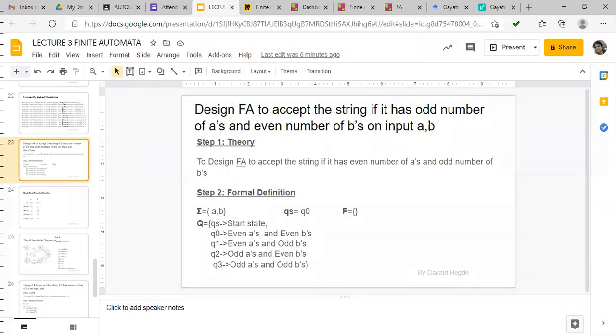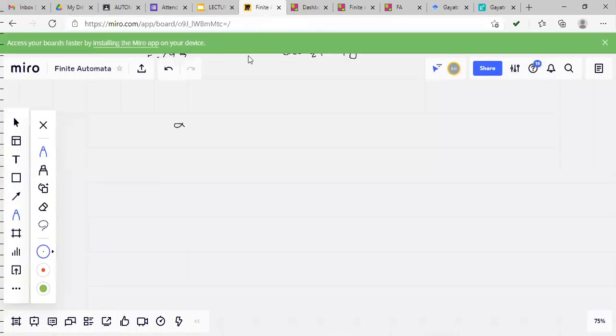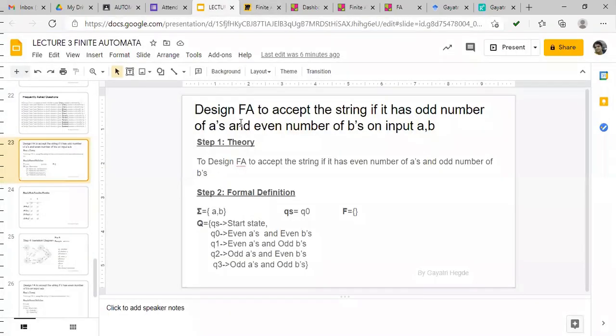Whatever input is given, the input string consists of input A comma B. So my symbols are only A and B. Whatever input I give, some random input, should consist of only A's and B's. So now, what is the next thing they say?